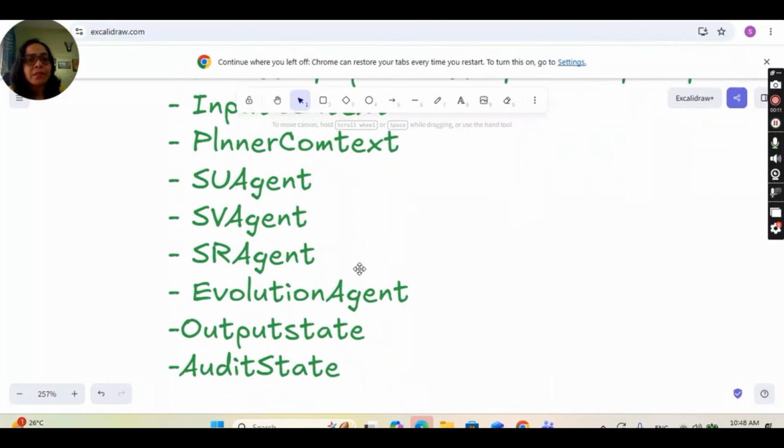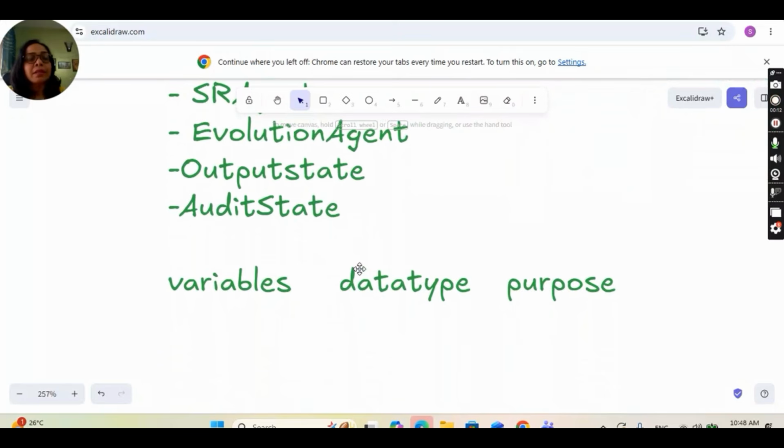So I gave examples of all these input variables for the session context state. You have this assignment number 2, that you have to complete all the variables for the rest of the states with a table: what are the different variables, what is the data type, and what is the purpose of each variable.